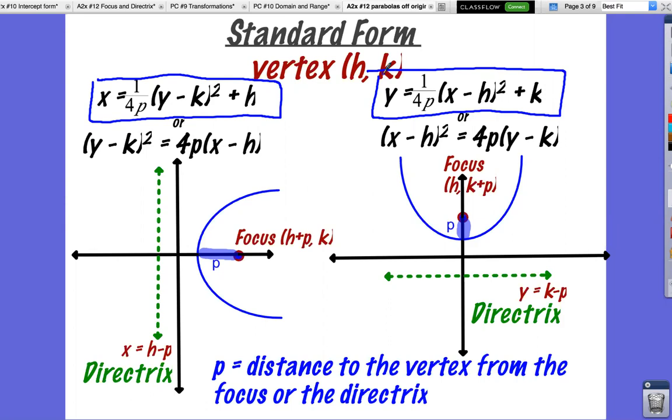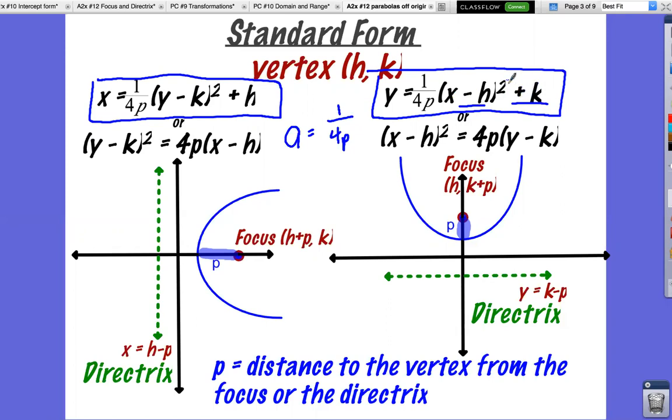Now, I'm going to start with the one on the right side. Again, your A value, and maybe you want to write this down again, your A value is 1 over 4p. We've been doing this for a while, so your vertex here would be the point HK. H always goes with your X, K always goes with your Y.